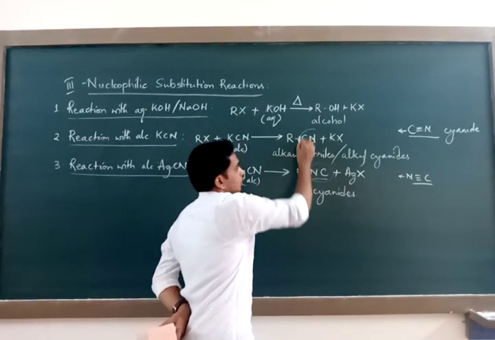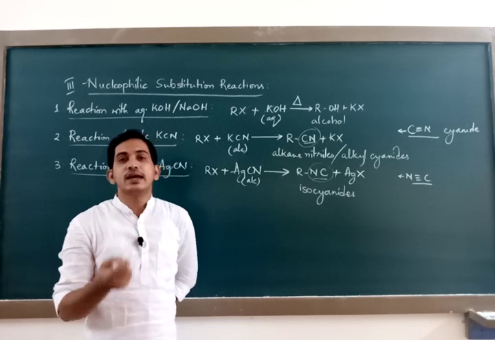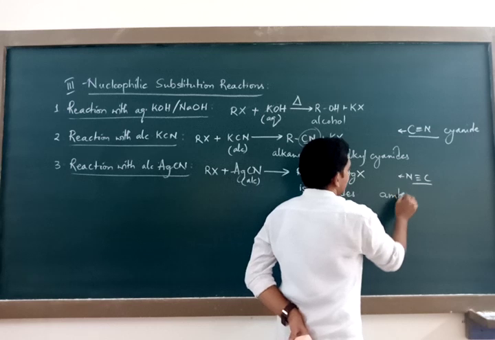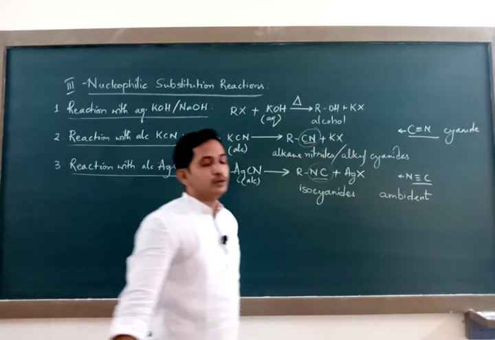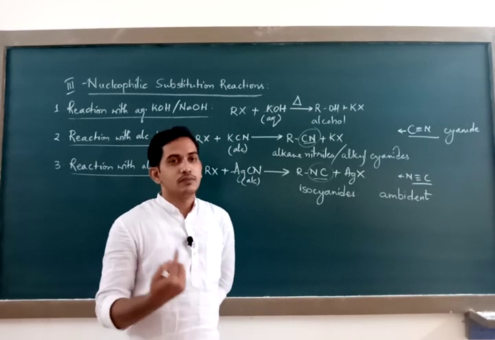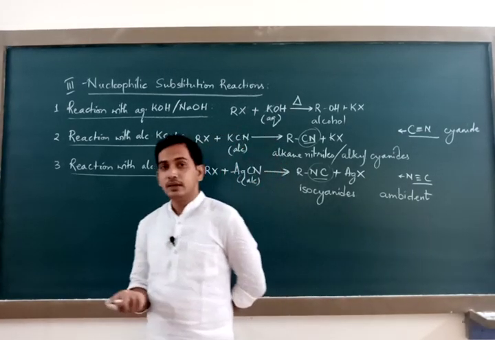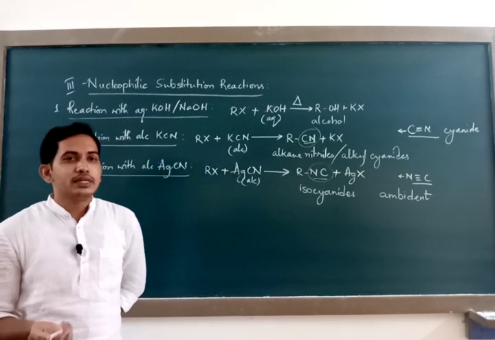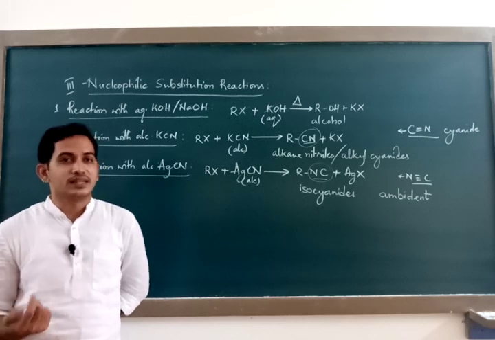Nucleophiles which contain more than one attaching site, more than one site through which the reaction can occur, are known as ambident nucleophiles. One example of an ambident nucleophile is cyanide, because it has two attaching sites, one through carbon and the other through nitrogen. Some other examples are thiocyanate, then the nitro group, etc.